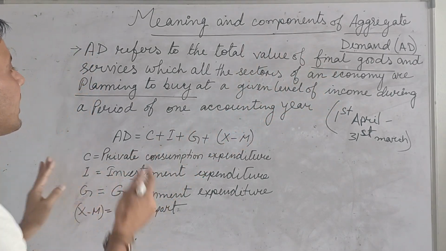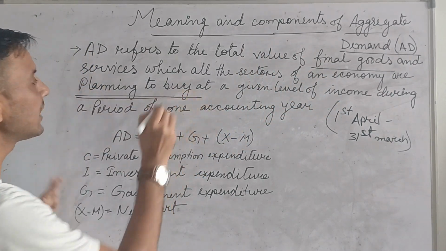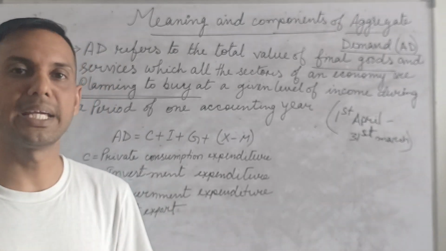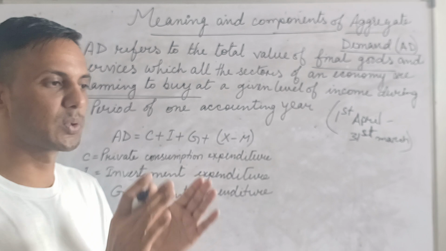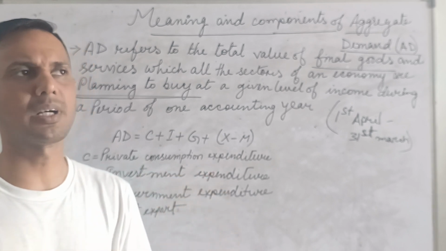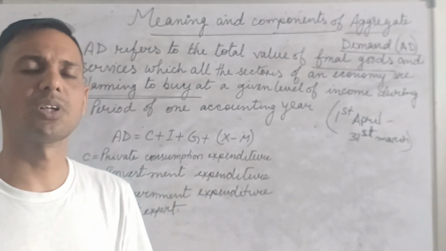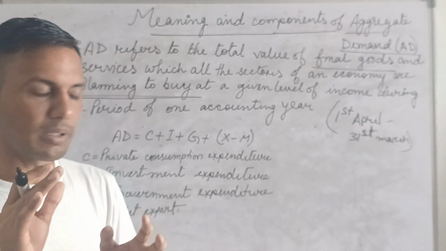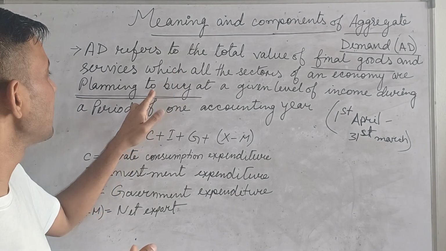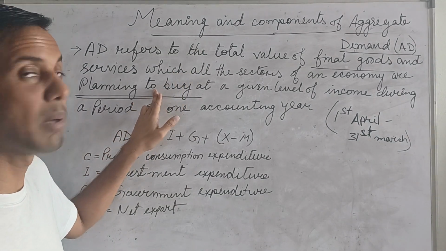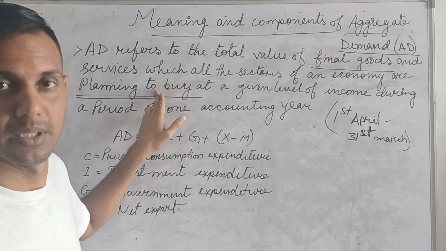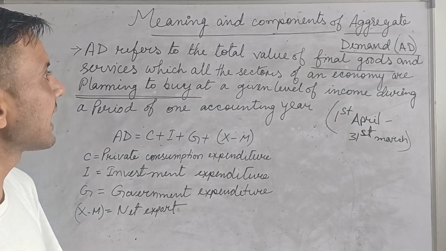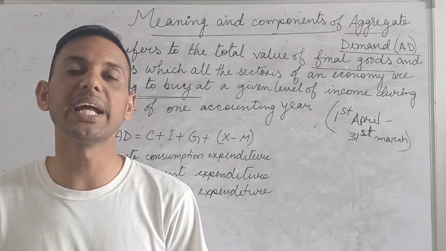And one important thing you see, planning to buy. This is not the actual value. This is the planning. Suppose you have planned that today I will go to the market and I will buy a t-shirt for 2000 rupees or 3000 rupees. This is your plan. So in aggregate demand, always remember this is planning to buy. This is not the actual amount. And one thing you will remember, this aggregate demand is also called the aggregate expenditure.